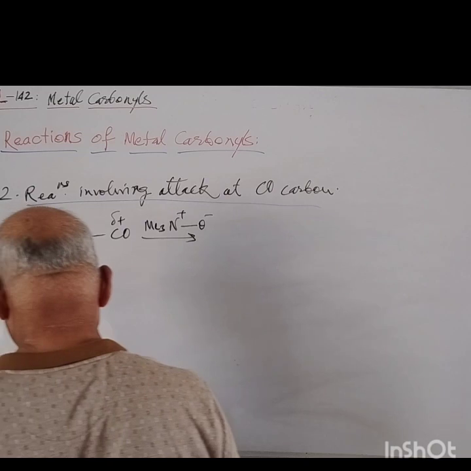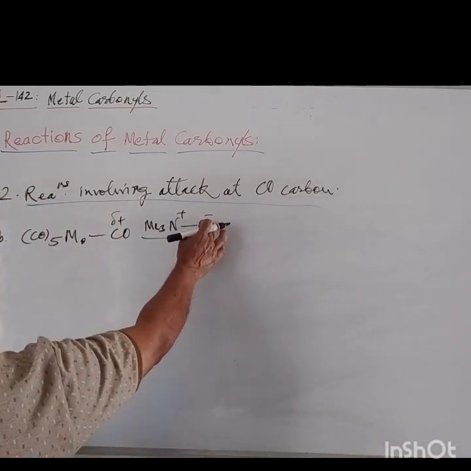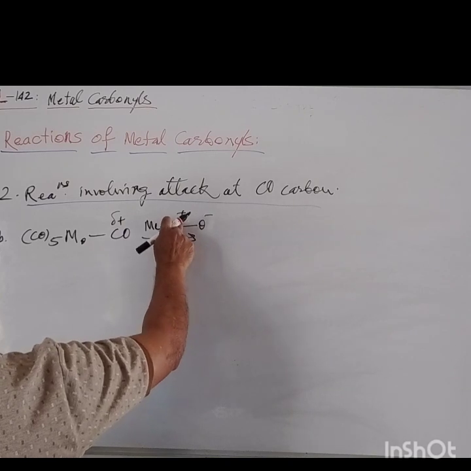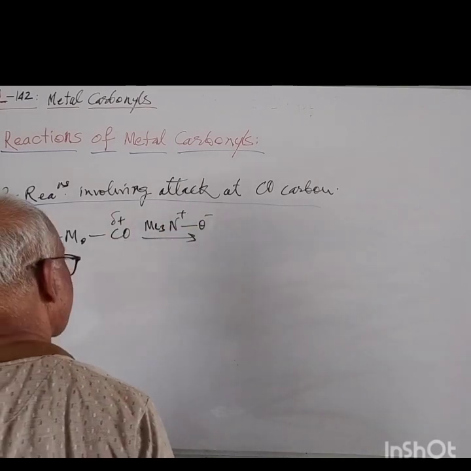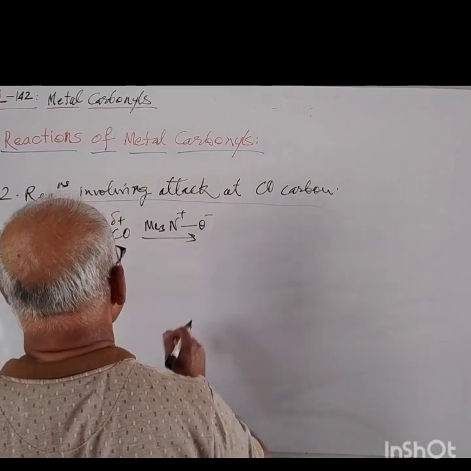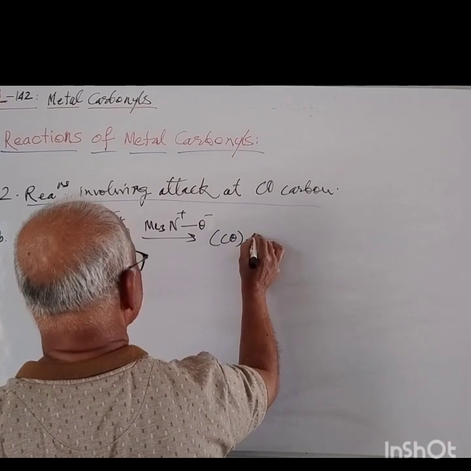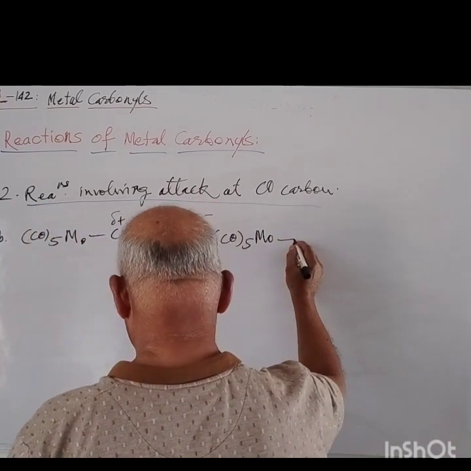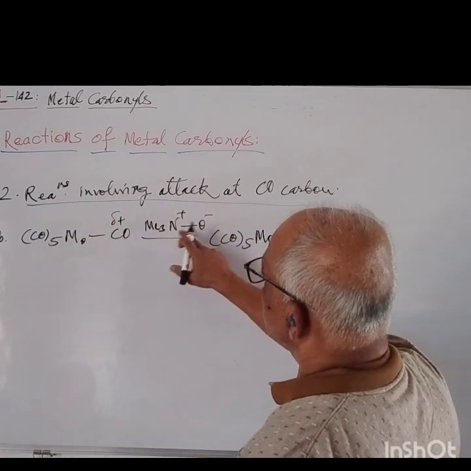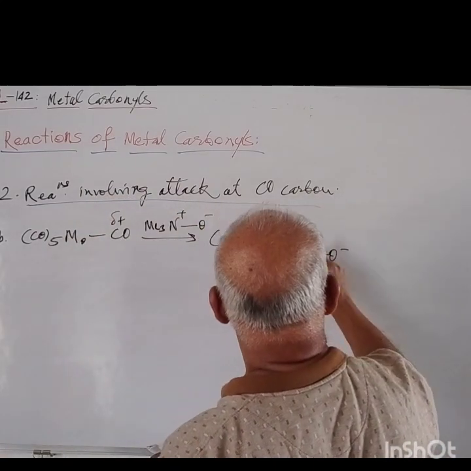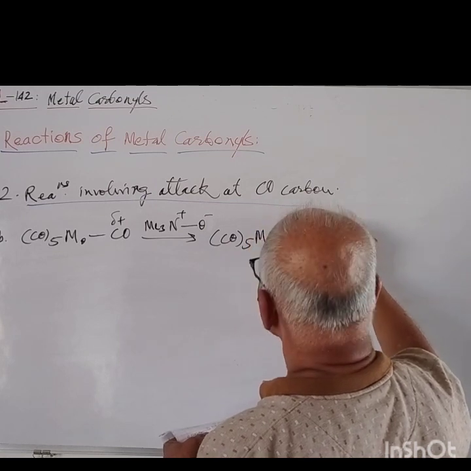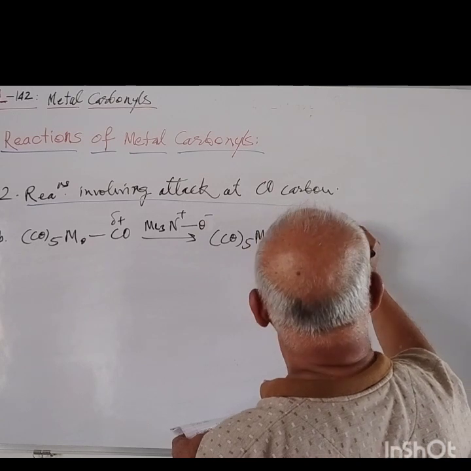So in this reaction, you will find that oxygen is an electron rich center, that is the nucleophilic center, and this is the electrophilic center. So this will go to this carbon, and this NMe3 will go to this oxygen. So we will get this product, (CO)5Mo. Then if we show this like this, O minus is directly combining with this electron deficient center, and this is oxygen.